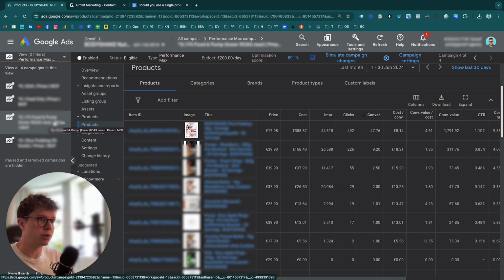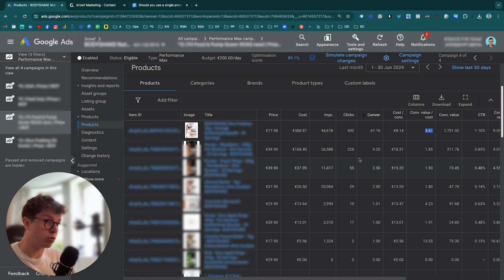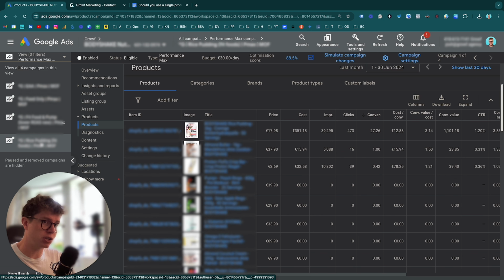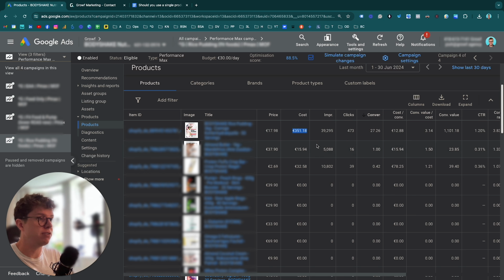First of all, this is last month's performance of this winning product. This is our winning product here. We managed to spend €388 and we managed to get a 4.61 ROAS from being in a product group. Then we go down to our other one, which was running a single product, but we did switch it to a product group. We've spent €351 and we've only got a 3.14 ROAS. So clearly from this, it is shown to us that this winning product performs better in a product group.